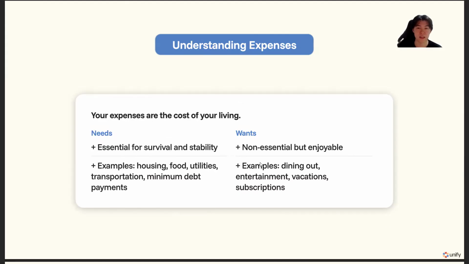Now, understanding expenses. So, your expenses are the cost of your living. There are needs, which are essential for survival and stability. Some examples include housing, food, utilities, transportation, minimum debt payments, or wants, non-essential but enjoyable things, such as dining out with your friends, entertainment, vacations, or Netflix subscriptions.